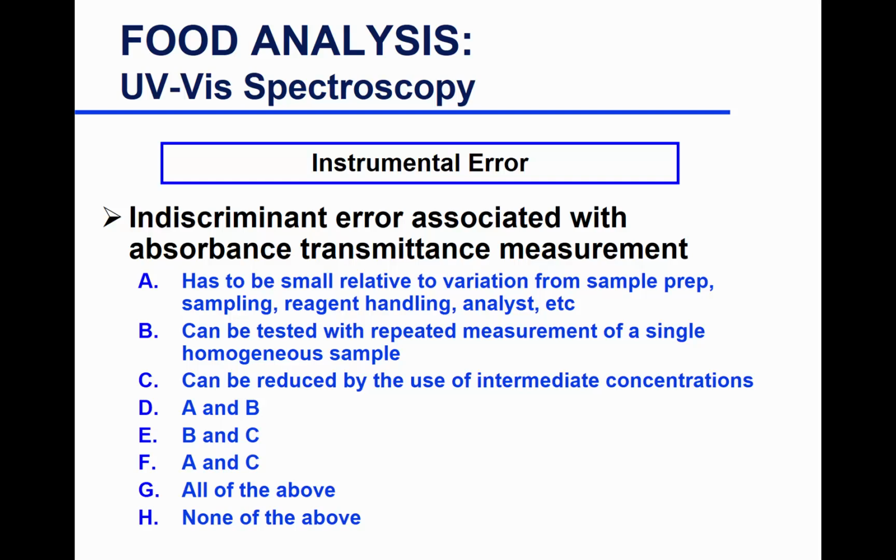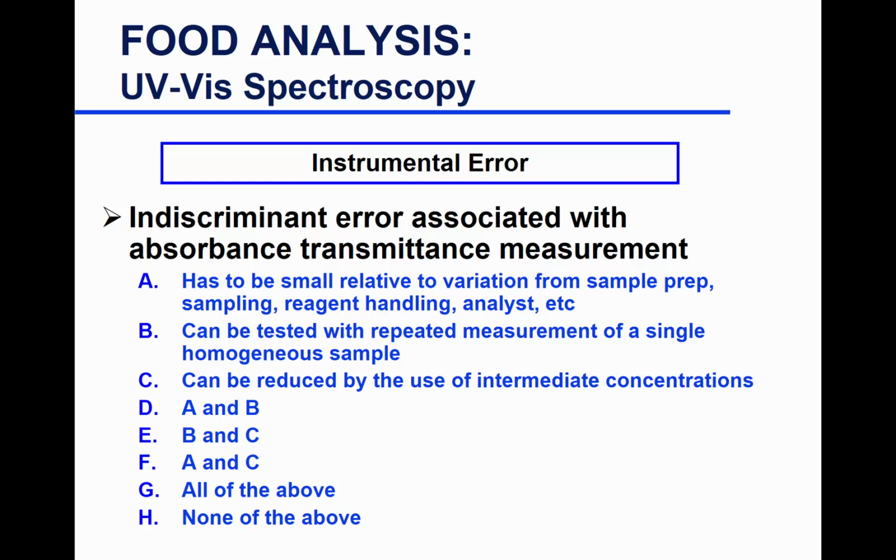Okay, so it has to be relatively small noise. Your absorption, that deviation from the correct absorption, should not exceed 5% of the actual absorption. So 1.5 to 5% of the actual absorption value is what we call acceptable noise. We can test that by doing a repeated measure of the same sample. And we can reduce it if we use intermediate concentration. So there is kind of a rule of thumb.